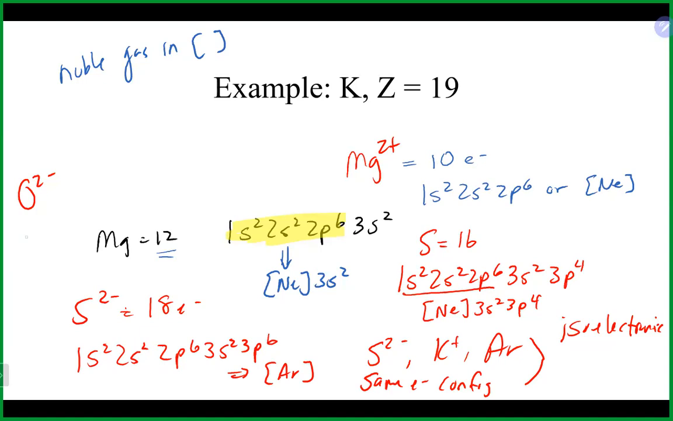Oxygen here has 8 with no charge, and a -2 means that it will also end up with 10 electrons, which means for that guy as well, it would be 1s2, 2s2, 2p6, neon's configuration. So once again, both of these guys are isoelectronic with neon. They all three have the same electron configuration.